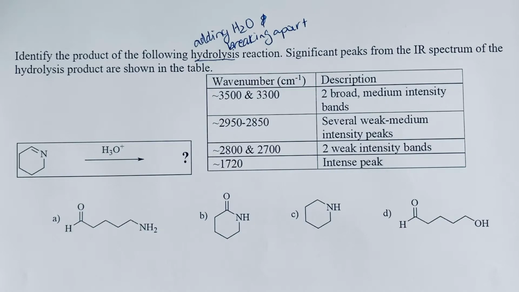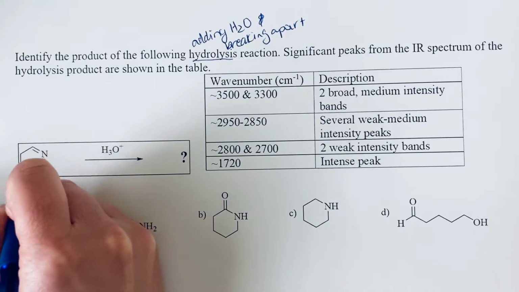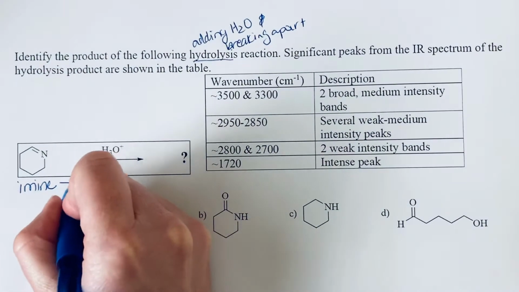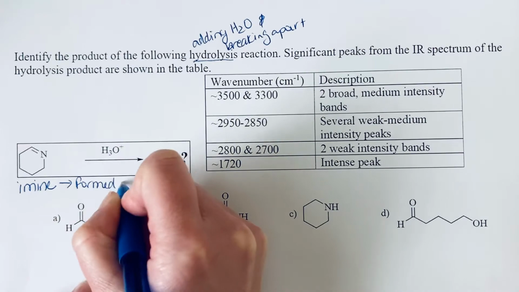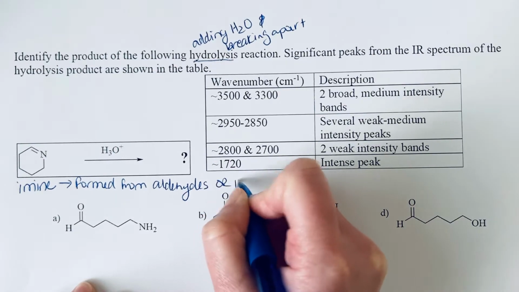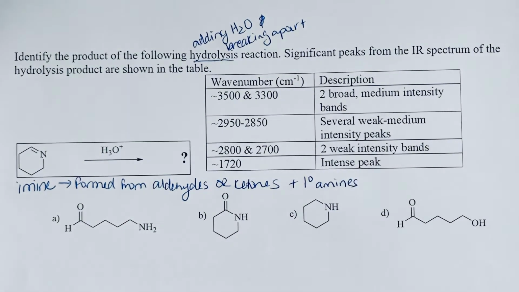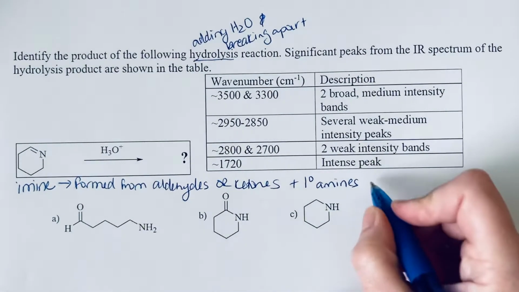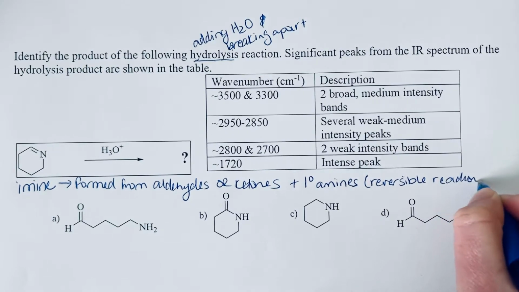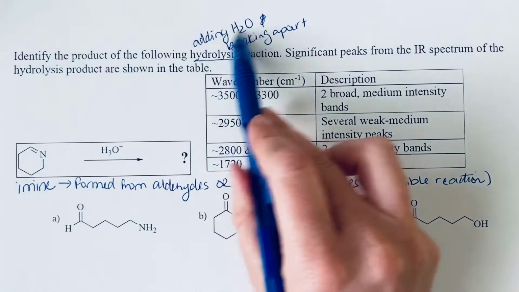So we want to recognize what this starting material is. And so we've got a carbon-nitrogen double bond. So this is an imine. So imines are formed from aldehydes or ketones and primary amines. So what we're going to see here is that when this breaks apart, this is a reversible reaction. So when you form an imine from an aldehyde or a ketone, you draw out water. So the reverse reaction is going to be adding in water.